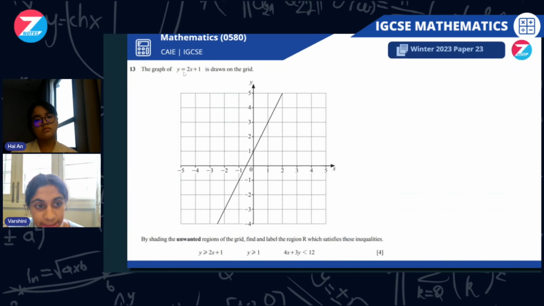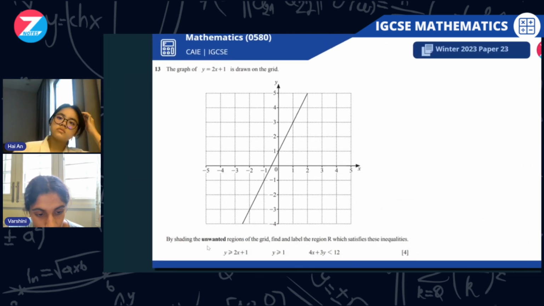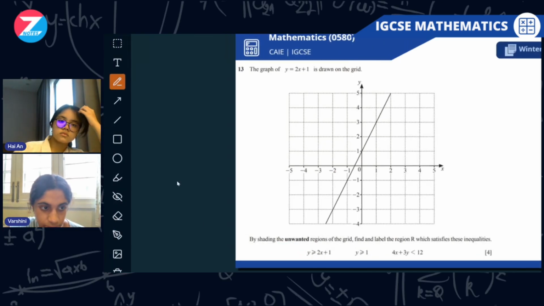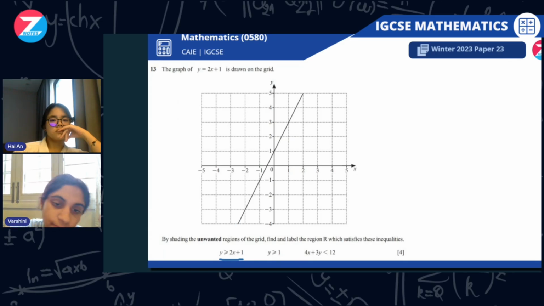Okay, question 13. The graph of y equals 2x plus 1 is drawn on the grid. Okay, so they've drawn us the graph, and by shading the unwanted regions of the grid, find and label the region R which satisfies the inequalities. And remember, they want us to find the unwanted regions. Okay, so they've already drawn 2x plus 1. So we know this line is 2x plus 1. Okay, and we want y to be greater than 2x plus 1.